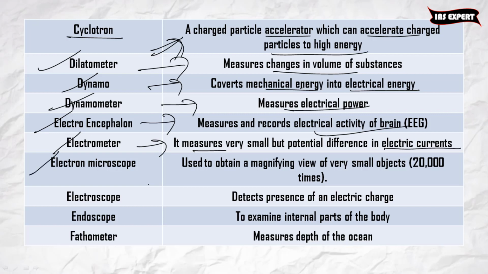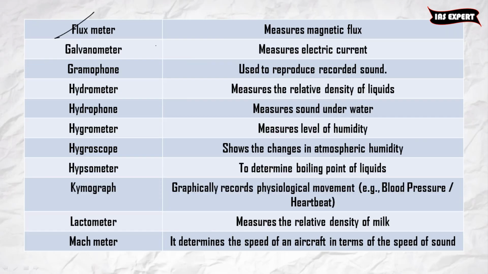Electron microscope. This instrument is used to obtain a magnifying view of very small objects. Electron scope. This instrument is used to detect presence of electric charge. Endoscope. This instrument is used to examine internal parts of body. Fathometer. This instrument is used to measure depth of ocean. Fluxmeter. This instrument is used to measure magnetic flux.